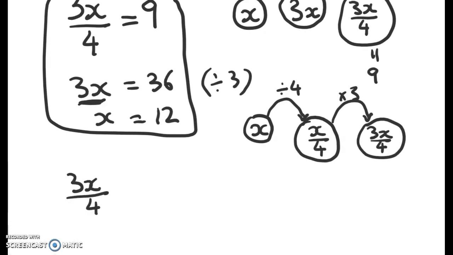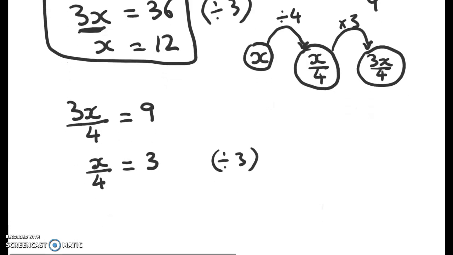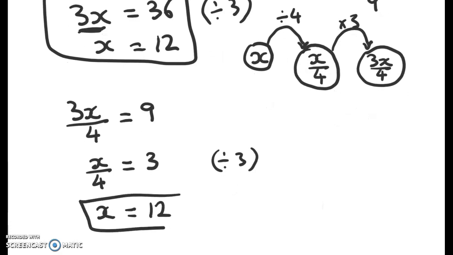But we could also do it like this. I could divide both sides by 3, and then I'd have x over 4 is equal to 3. 9 divided by 3. And now we could multiply by 4, and that will give me x equals 12.